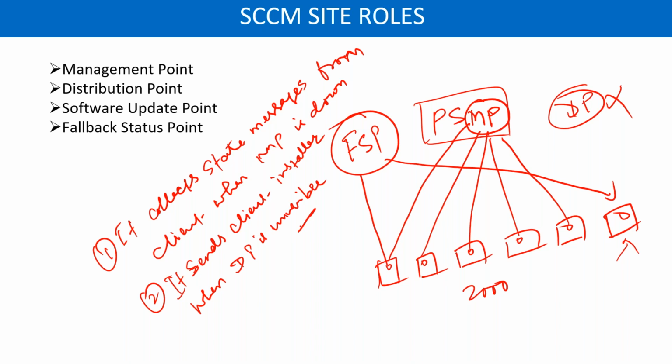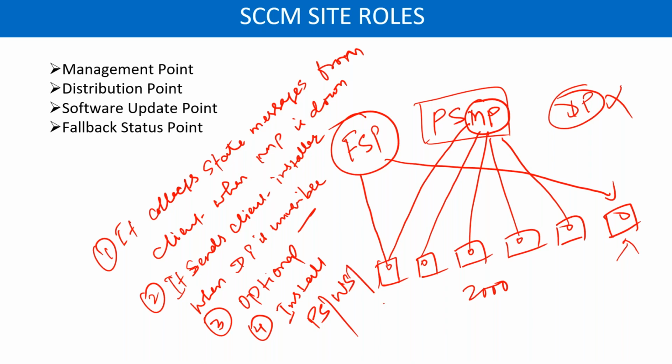Okay, clear. It is also an optional role. It is not mandatory. So if you don't want to install FSP, you can skip it. Point number four, where will you install this? You can install FSP on the primary site server, on the same server, or you can install it on any other separate server. You can also install this on a secondary site server. Understood? Clear?